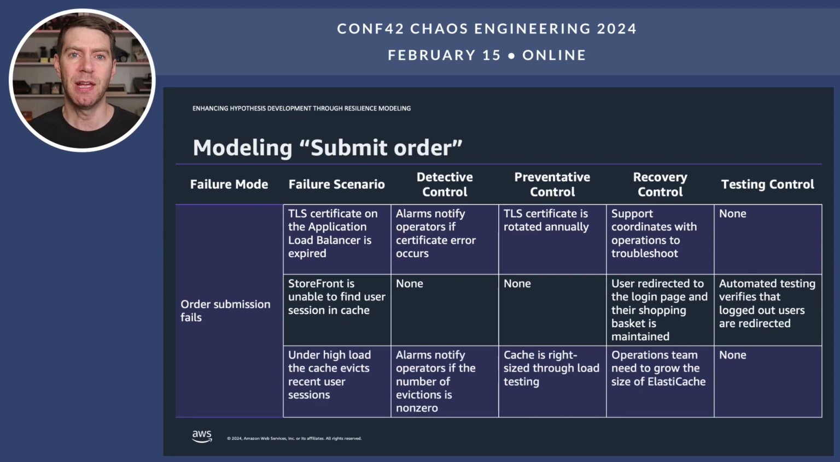And the third failure scenario that we think of is that under high load, the cache evicts recent user sessions. We have detective controls in place: alarms that notify the operators if the number of evictions is non-zero. We also have preventive controls: the cache is right-sized through load testing. Our recovery control is that the operations team needs to grow the size of ElastiCache. We don't have any testing controls for this failure scenario.